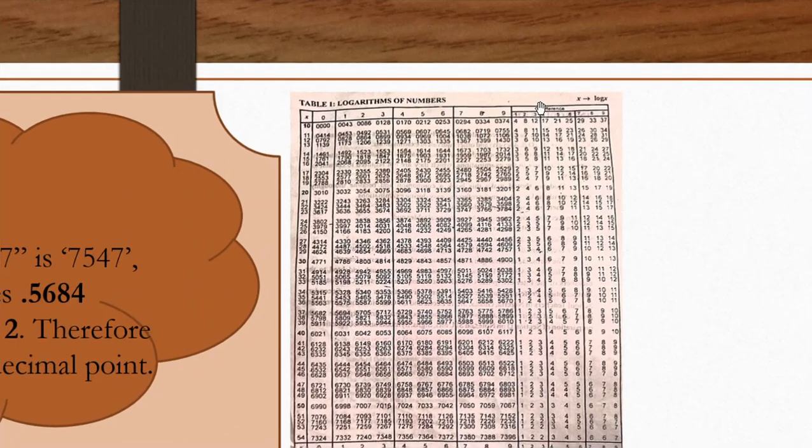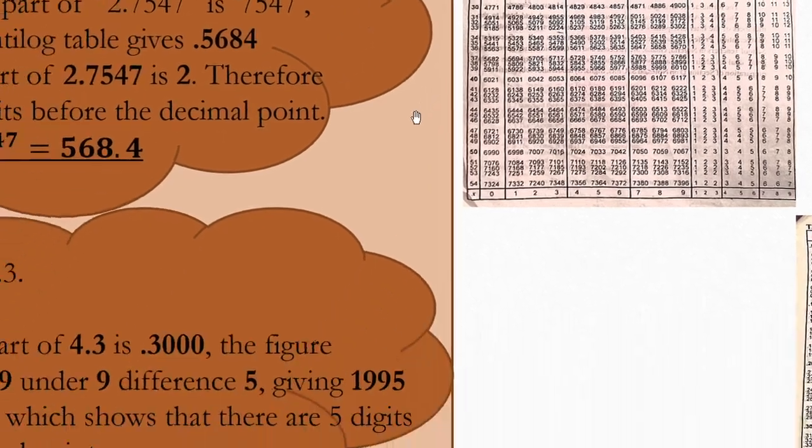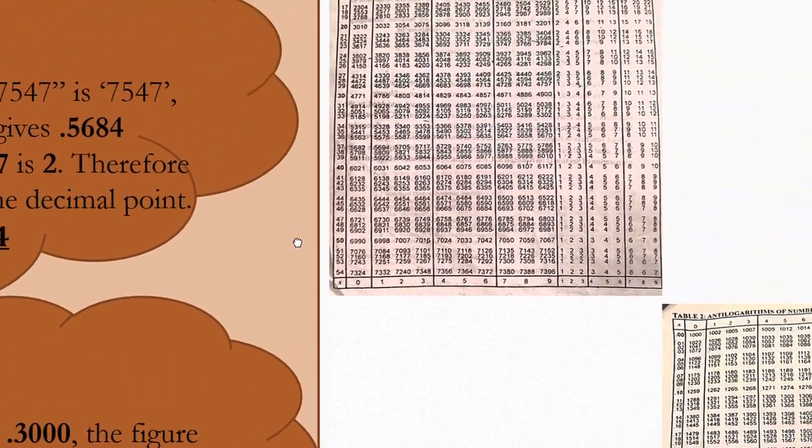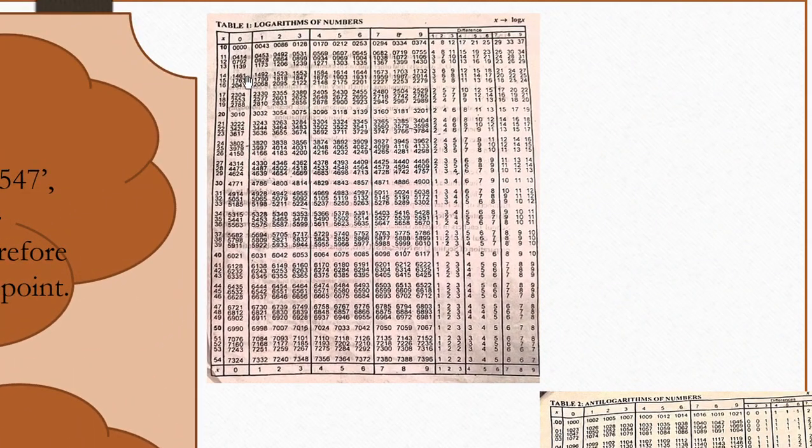So using the log table, we have to find where 3000 falls under. Let's start from here. No, this is not 3. This is not 3. This is 3. Oh, this is 3010. We have passed. So let's go back. This is 2989, which is closer to 3000, so that will be 19 under 9.